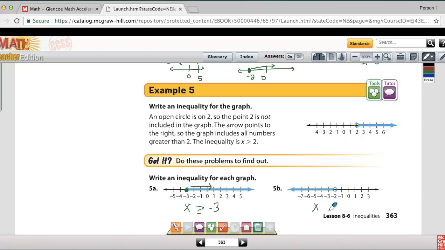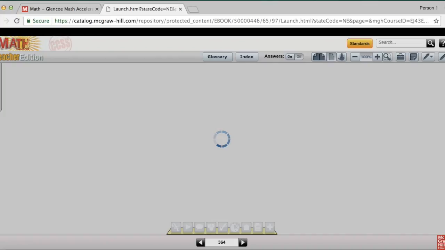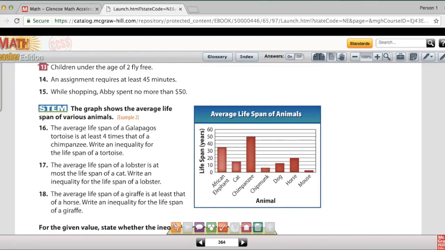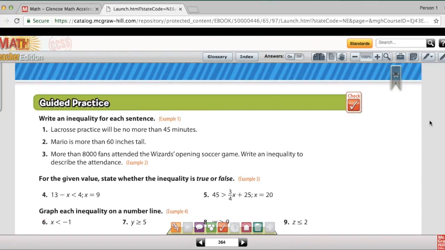For 5b, start with the variable. The arrow is going to the left, so that's less than. The circle is open, so I'm not going to put the line underneath. And the last step is to put that number that it's on, which is -2. Hopefully that's enough to get you through lesson 8-6. Pretty straightforward, just some new things to consider when we're talking about inequalities.